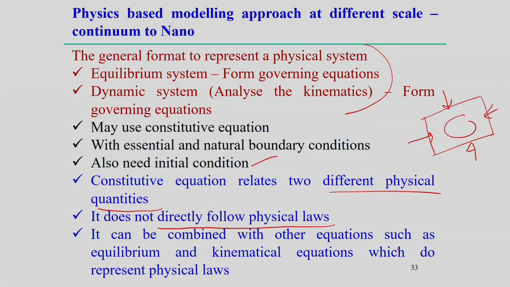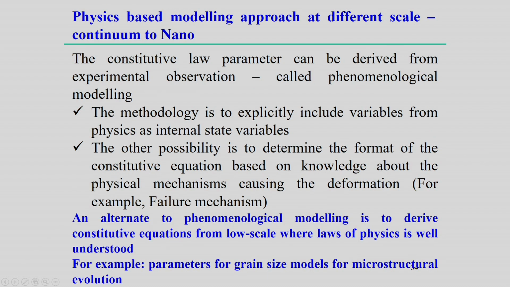So, these two physical quantities. Therefore, it is not necessarily always trying to follow the physical law; rather, it can be combined with other equations. For example, the equilibrium equation or kinematical equation, which do represent the physical laws. By representing the equilibrium equation or kinematical equation, that actually represents the physical law, but the constitutive equation may not follow the physical law. But how can we form the constitutive equation? We can get some example to form the constitutive equation.